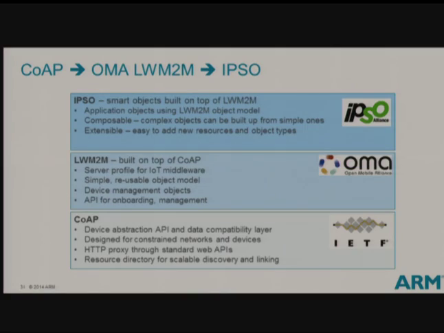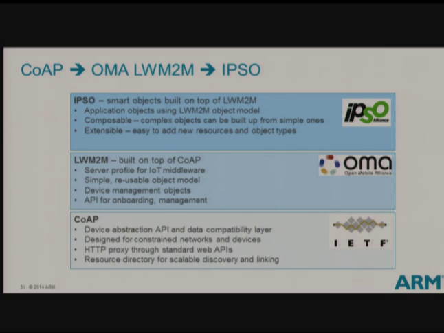So let's move up the stack a little bit. I mentioned management a couple of times. So how do you do that? CoAP is just this sort of HTTP proxy. So what do you put on top of that to actually manage the devices? Well, lightweight M2M is an OMA standard. That's the Open Mobile Alliance. It's a server profile for IoT middleware. So what it does is it's really, really simple device management objects, and it's APIs for how you onboard and manage the devices. Then on top of that, IPSO, IP Smart Objects, is another standards organization.